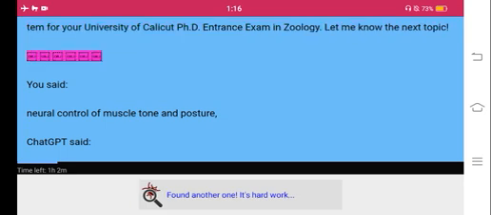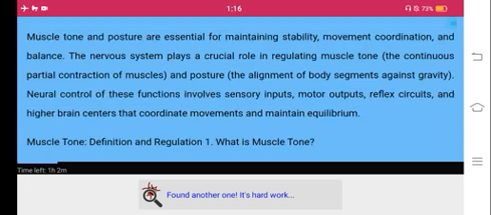Let me know the next topic. You said: neural control of muscle tone and posture. ChatGPT said: neural control of muscle tone and posture.